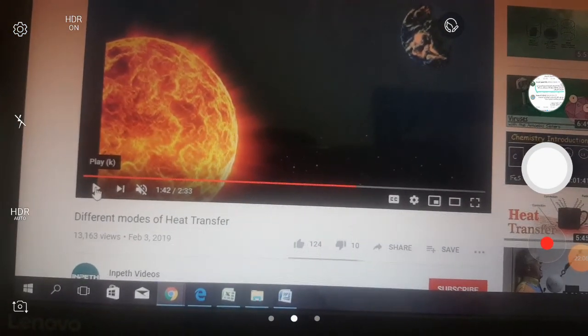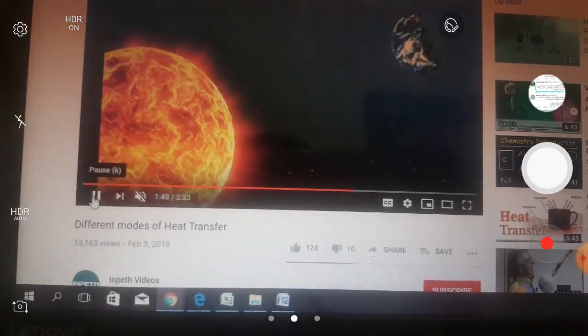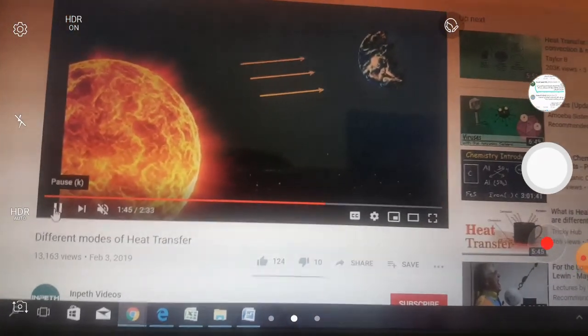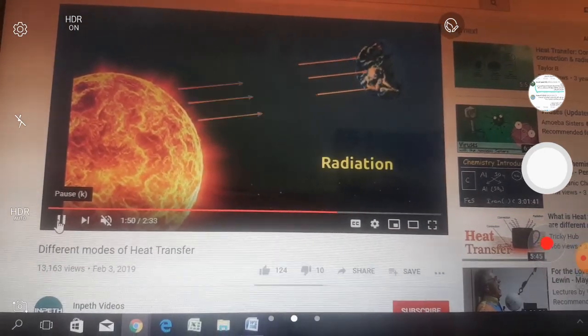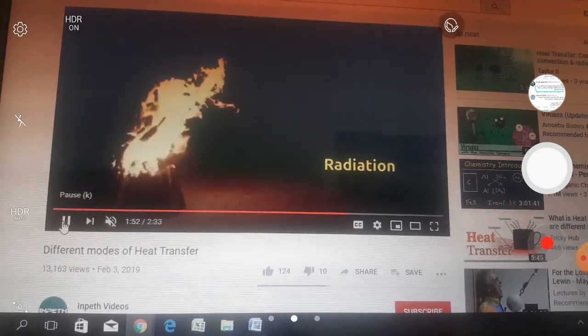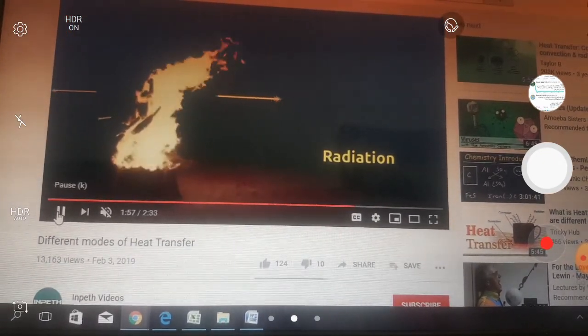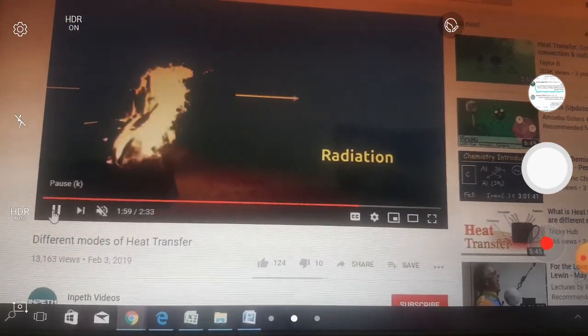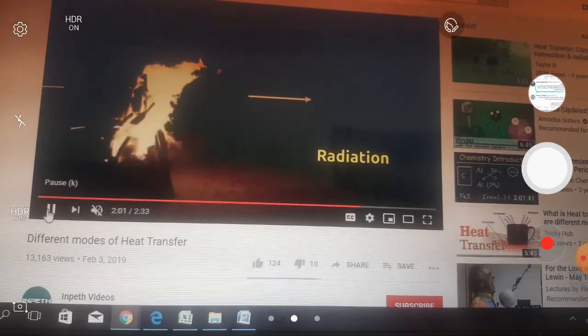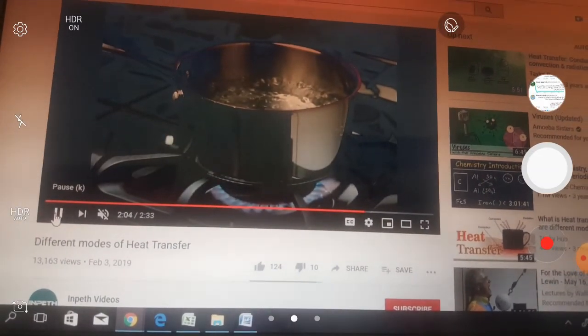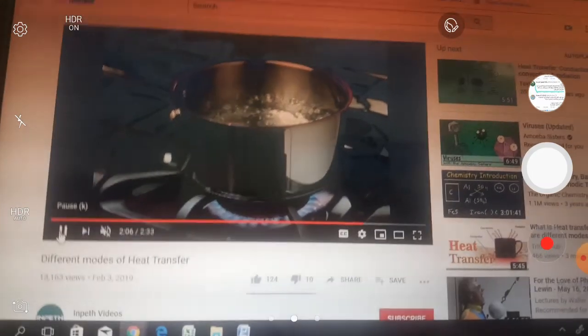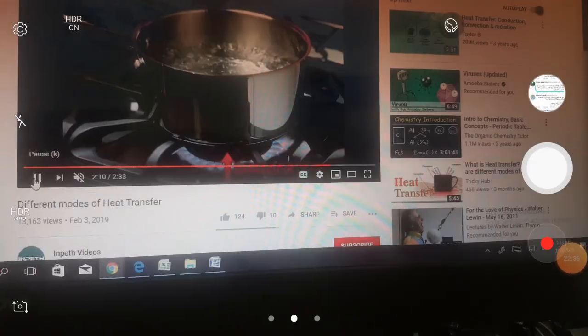Look at this. The sun sends its thermal energy to us by radiation, and it doesn't need matter. If it needed matter, the sun couldn't send us any thermal energy, because as you know, space doesn't have matter.